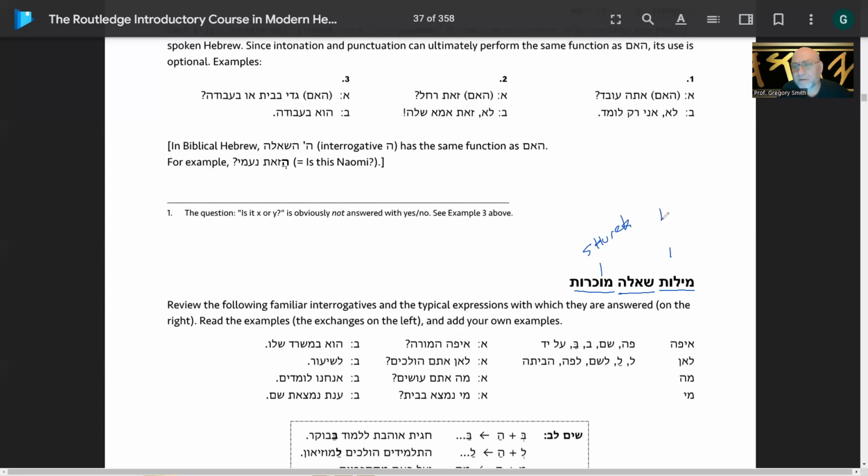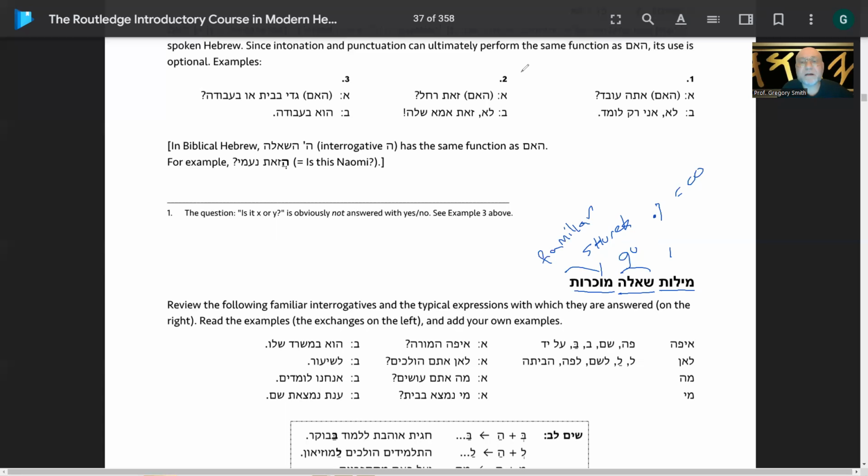So it's going to be like this, really, if you saw the pointing. That would be an oo sound. Milot she'ela mukorot. מילות שאלה מוכרות. Okay, so the mukarot has got to be the familiar. And this is a question.